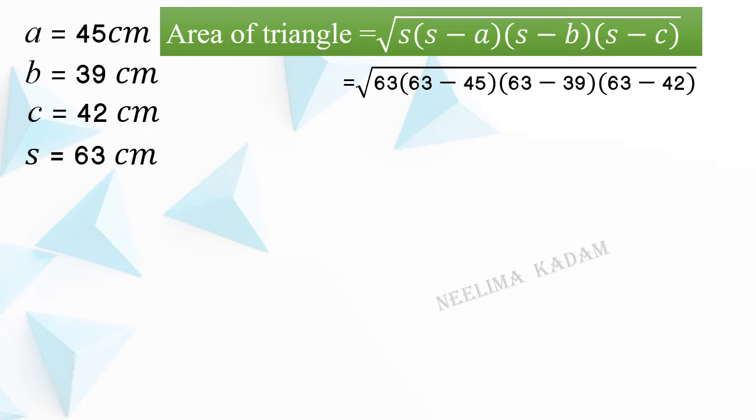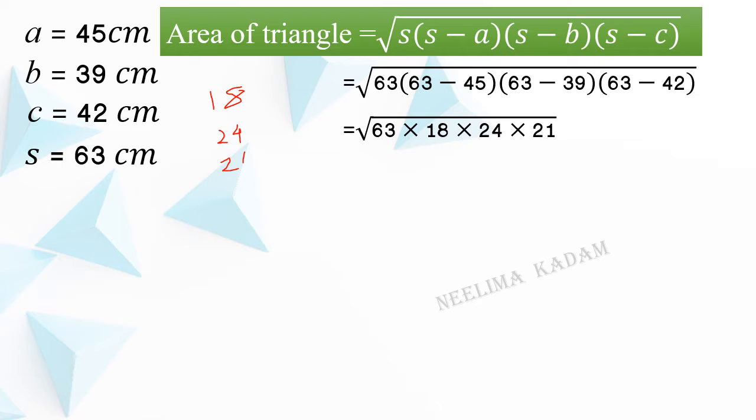Now 63 minus 45, calculate this. How much is it? 13 minus 5, 8, that is 18. 63 minus 39, 13 minus 9, 4, 6 minus 4 is 2, that is 24. And 63 minus 42, this will be 3 minus 2, 1, 6 minus 4, 2, 21. Okay. Therefore, 63 into 18 into 24 into 21.